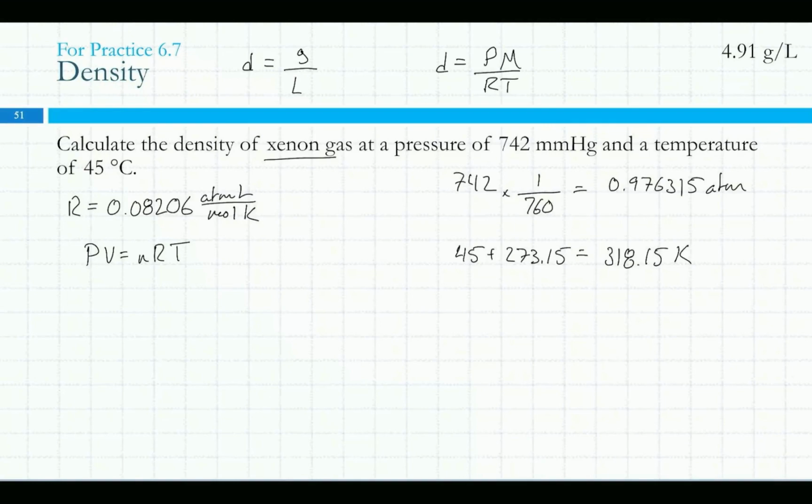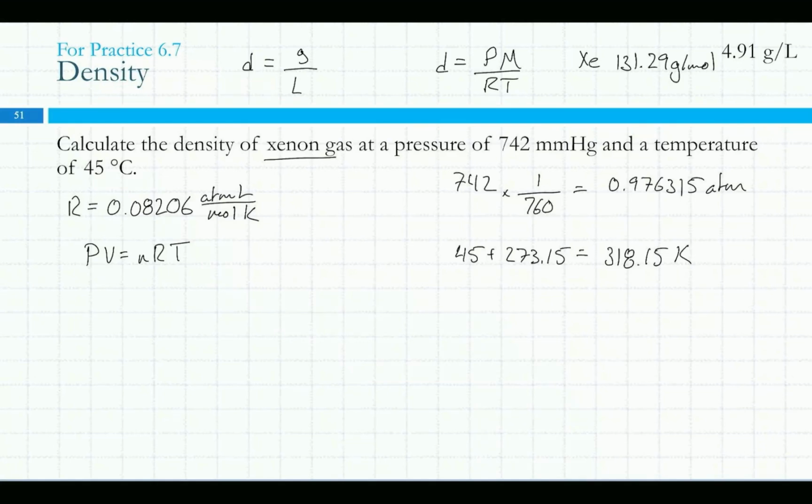We can look at the molar mass of xenon. It's 131.29. So you can plug all those numbers in and solve it that way. But what if I can't remember what that equation is? How do I solve it then?